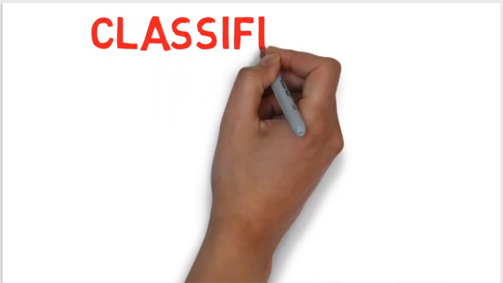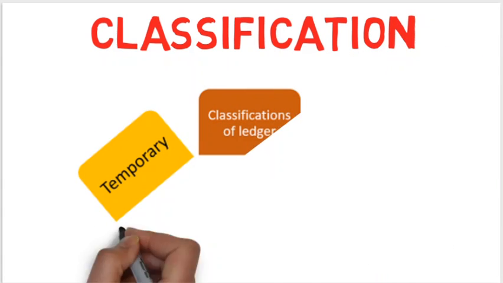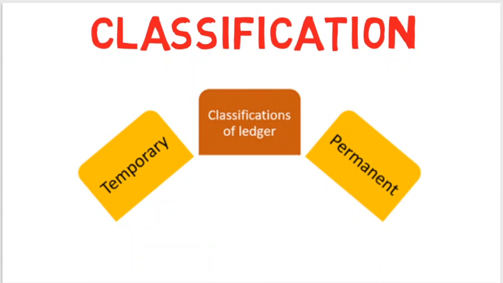Classification. They can also be classified in the following two categories. First, permanent ledger. These are the ledgers having opening and closing balances which get forwarded to the next year. Second, temporary ledger. They don't have any opening and closing balance, and the account gets closed by transferring the amount to the profit and loss account at the end of the year.